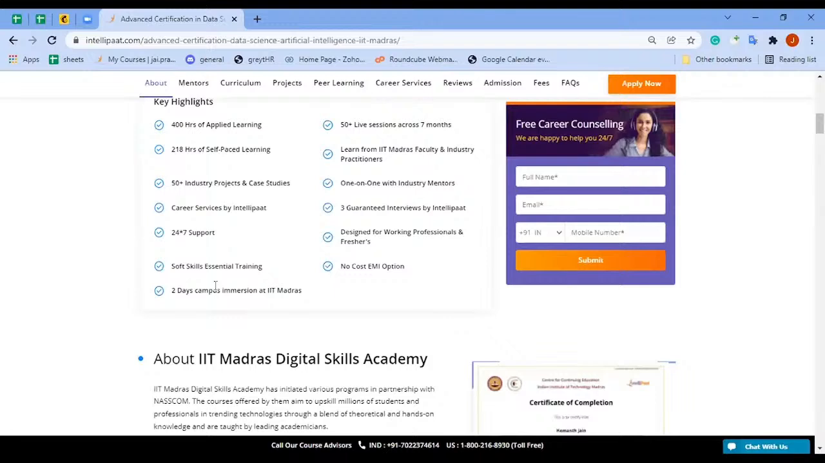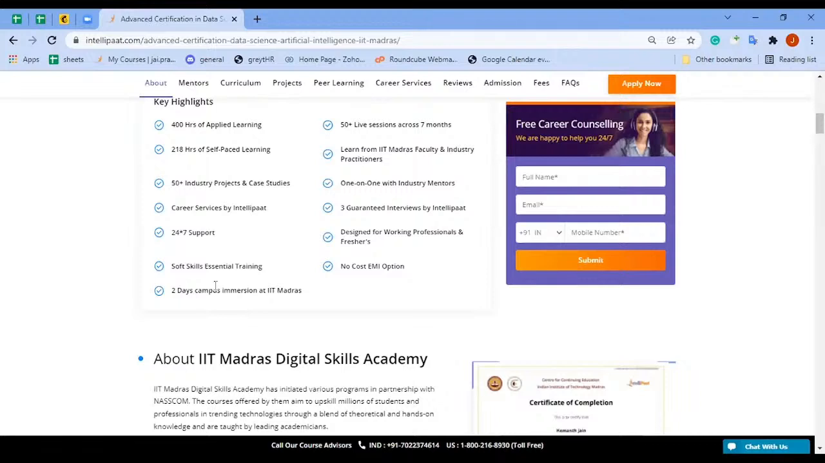Let me explain this. Basically, this immersion program will be for 2 days during the 7th month. Now, this particular 2 days of program, which will happen at IIT Madras campus, is completely optional for the learners. It's not mandatory. So during the 2 days visit to the IIT Madras campus, you can visit the faculty members, you can interact with them. There will be project demo and hands-on sessions conducted for 2 days. You can also peer network with the fellow learners and get an overall experience of the IIT Madras campus learning.